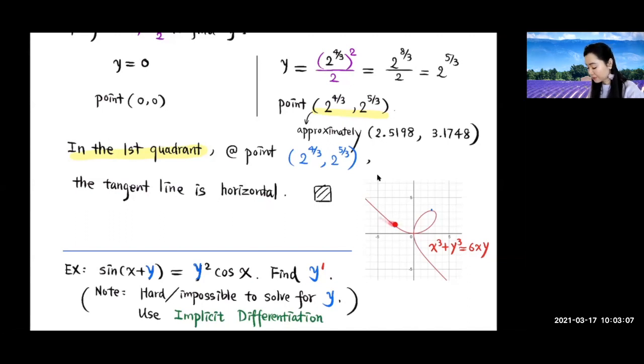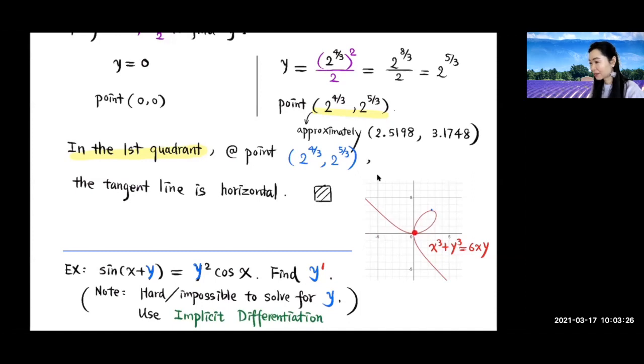If you graph it, you see the graph of this equation will be like this. This point over here has a horizontal tangent. Over here at the origin also has a horizontal tangent, but that's not the point because it's not in the first quadrant.